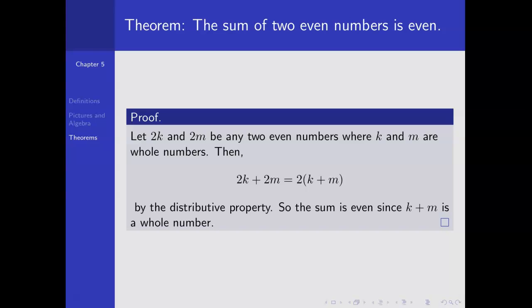So the sum, which is 2k plus 2m, is even. So the sum is even since k plus m is a whole number, and we can write 2k plus 2m as 2 times a whole number. And there's our algebraic proof. So you should fill this in on your page on the handout as well.